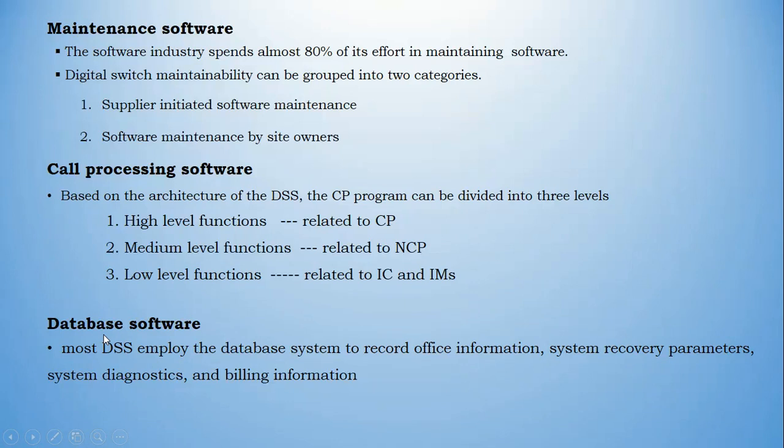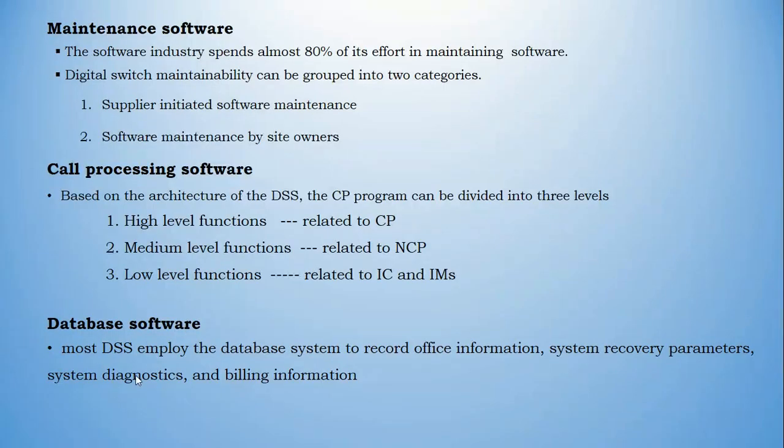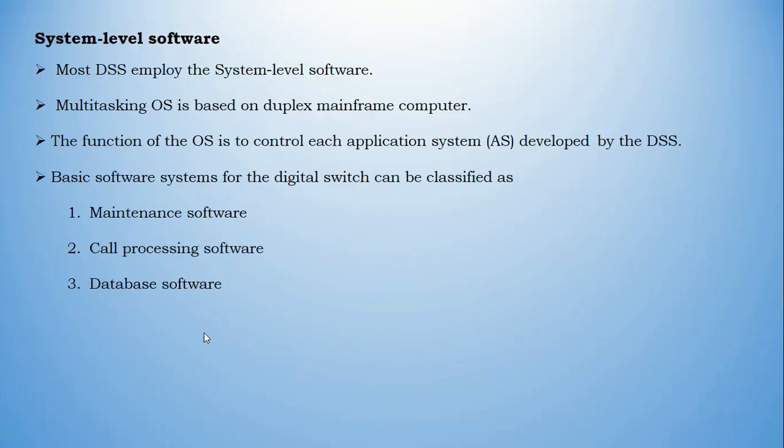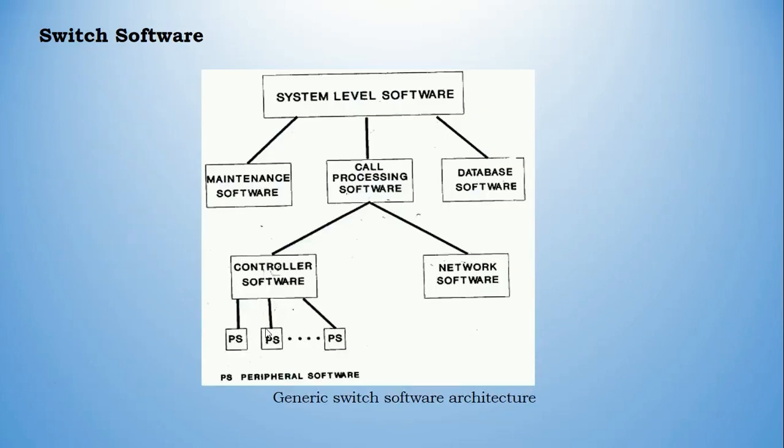Then the last one is database software, where it has to record office data, office information, system recovery and everything. Because you need to go through every processor, you need to concentrate on this one. If you remember this diagram you can go through it easily: how the system level software works, maintenance, call processing, database. If you remember it, you can answer this question easily.